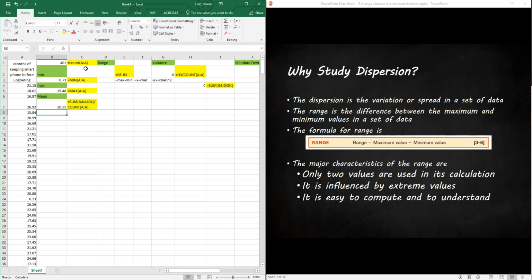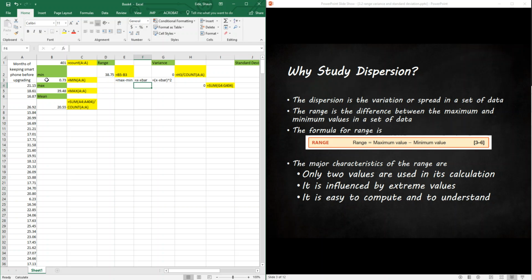So the range is the max minus the min: the highest number in this set of observations, minus the smallest number in this set of observations. So we're doing equals MAX minus MIN, and that gives us a range of 38.75 months.